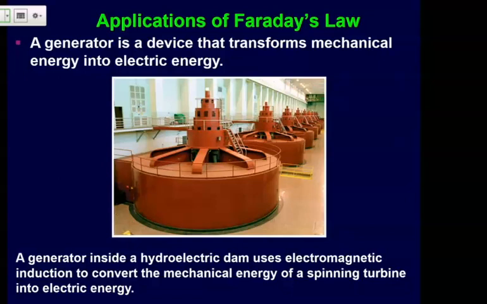So a generator inside a hydroelectric dam uses electromagnetic induction to convert mechanical energy of a spinning turbine into electric energy. And we have a sort of a simple version of this here. Okay, so here we've got, again, some magnets in here, and then we've got two solenoids. And what happens is if I rotate this thing inside this magnetic field, the flux going into these solenoids is going to be changing, and so we're going to create an induced current.